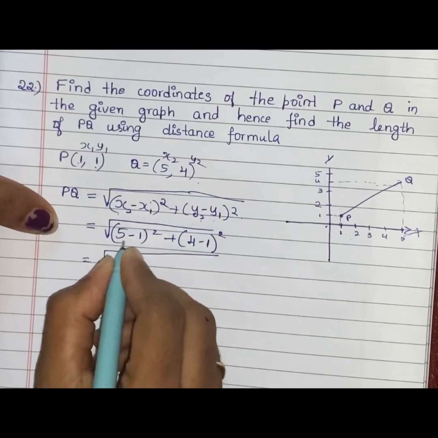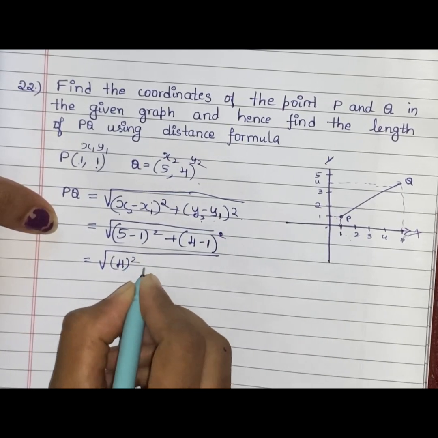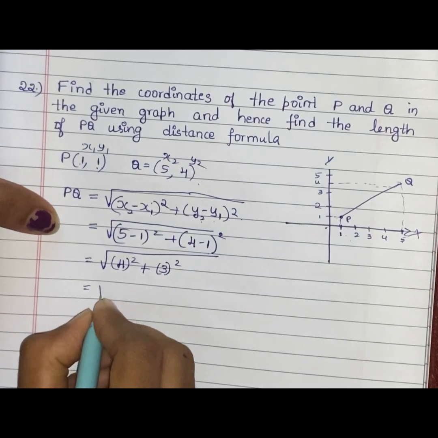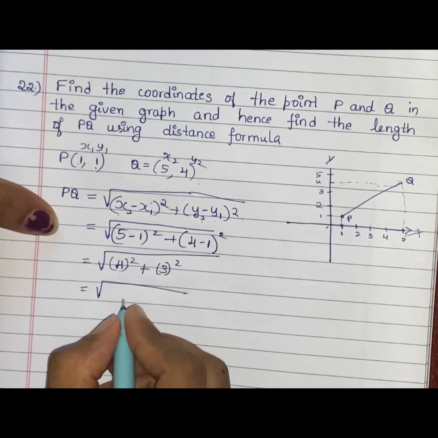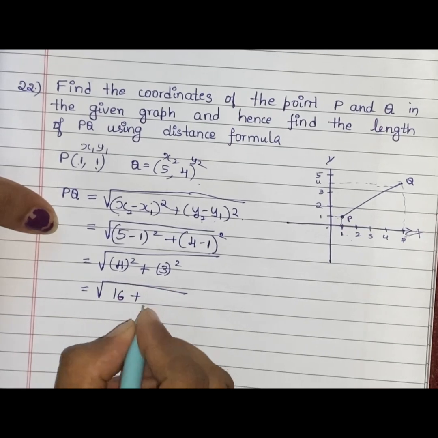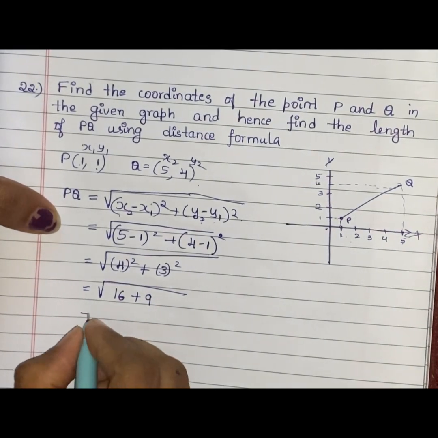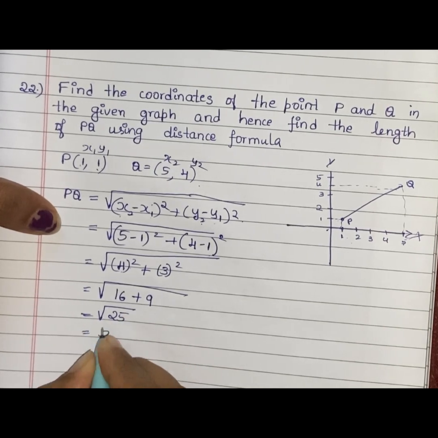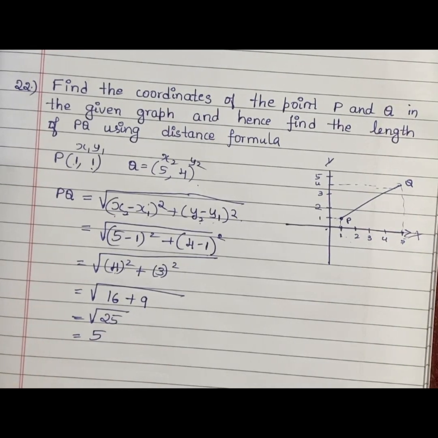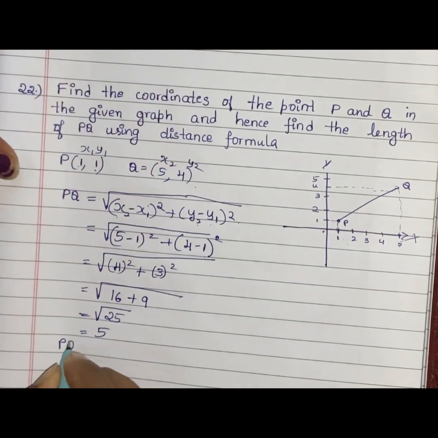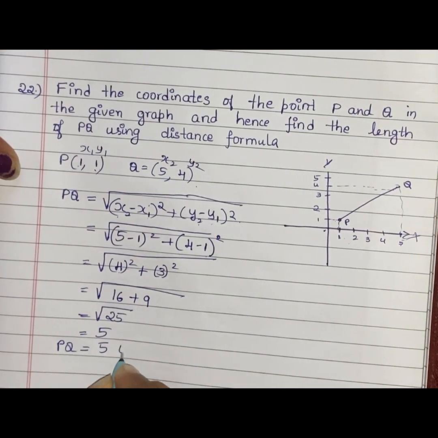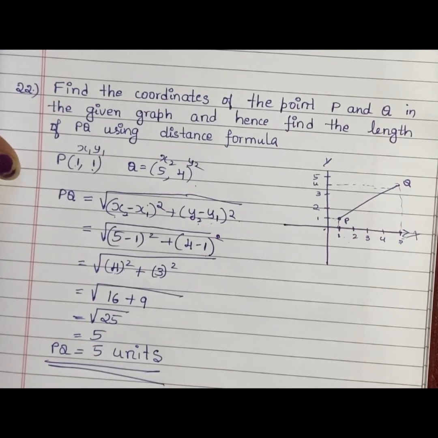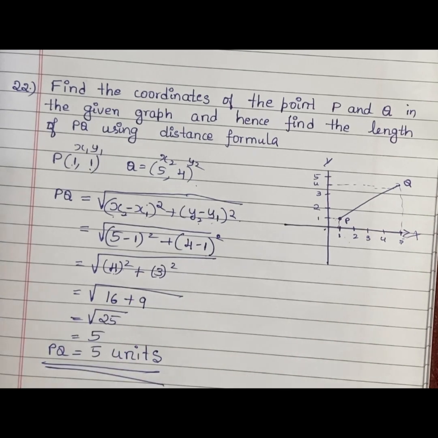Now square root of 5 minus 1 is 4 square plus 4 minus 1 is nothing but 3 square. So the answer is 4 square is 16 plus 3 square is 9. Okay, so 16 plus 9 is nothing but 25. So square root of 25 is nothing but 5. Okay, so we know that answer PQ is equal to 5 units. Okay, so this is the coordinates of the point P and Q.